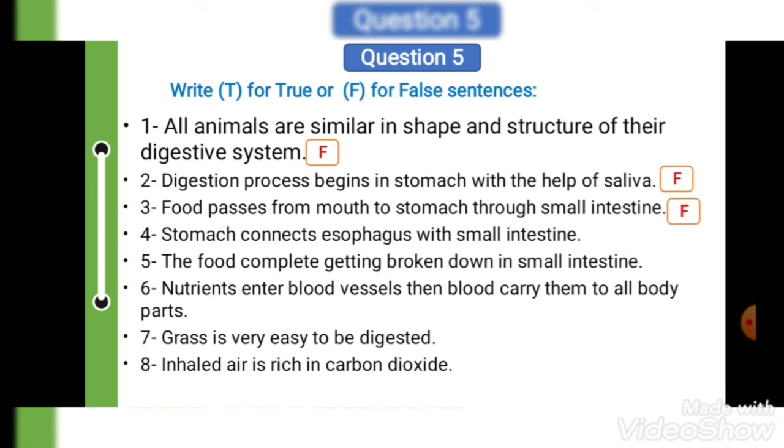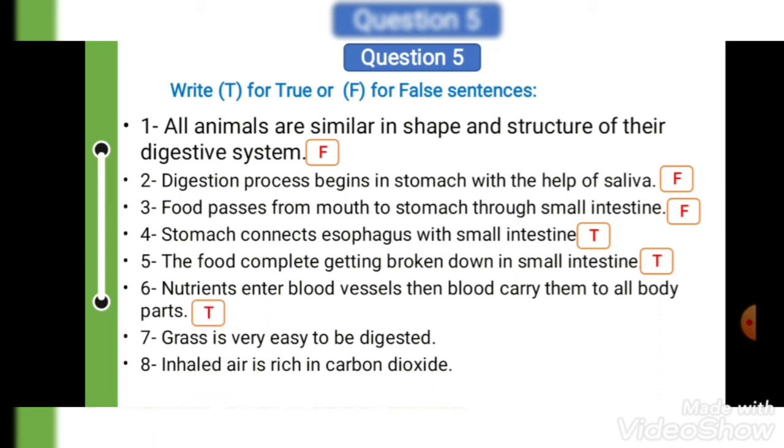طيب 4. Stomach connects esophagus with small intestine. Stomach في النص ما بين الesophagus والsmall intestine. Yes, that's true. 5. The food complete getting broken down in small intestine. Yes, it's completed there. Nutrients enter blood vessels, then blood carry them to all body parts. Yes, nutrients هيروحوا blood vessels وبعدين blood هياخدهم to all the body parts.